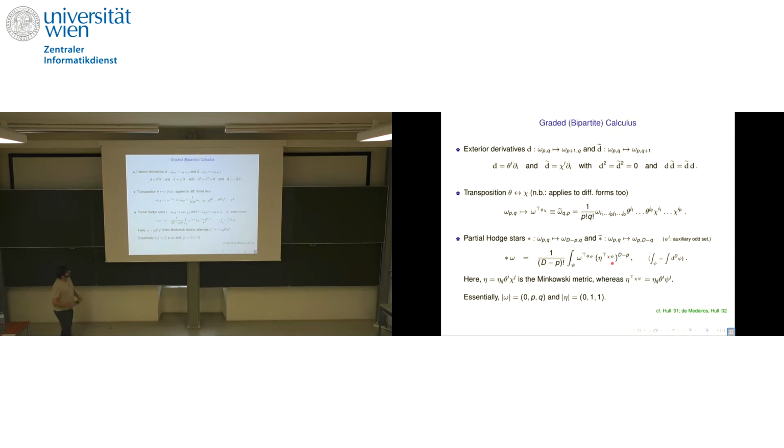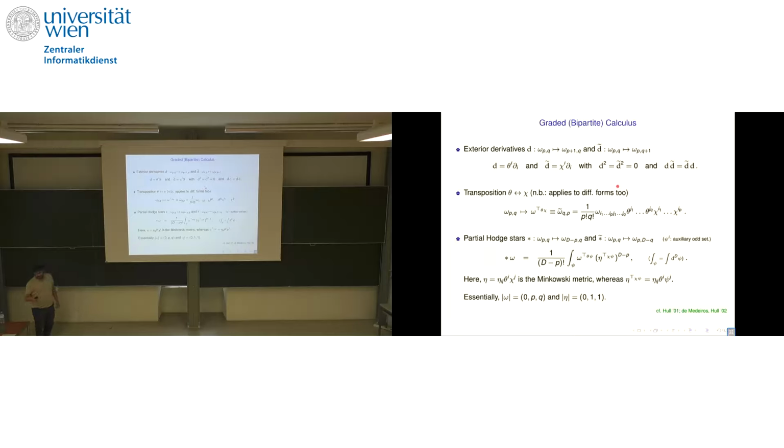First of all, one can define exterior derivatives that increase the degree of the bipartite tensor either in the first slot by 1 or in the second slot by 1. I would call them d and d twiddle. And d is essentially what we would call a homological vector field. It is given like this: theta^I times the partial derivative with respect to the bosonic coordinates. And d twiddle is the same thing with the chi^I. They both square to 0, and they commute in our conventions.